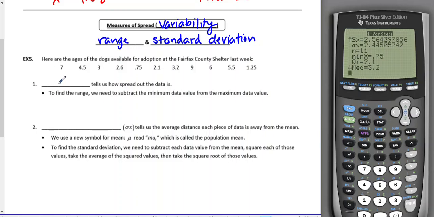With number 1, our range tells us how spread out the data is. You always find that by taking the minimum value and the maximum value. We always go with our maximum value minus the minimum value. So for number 1, in this case, my maximum value is 9. I'm going to subtract my minimum value, which is 0.75. So my range is 8.25.